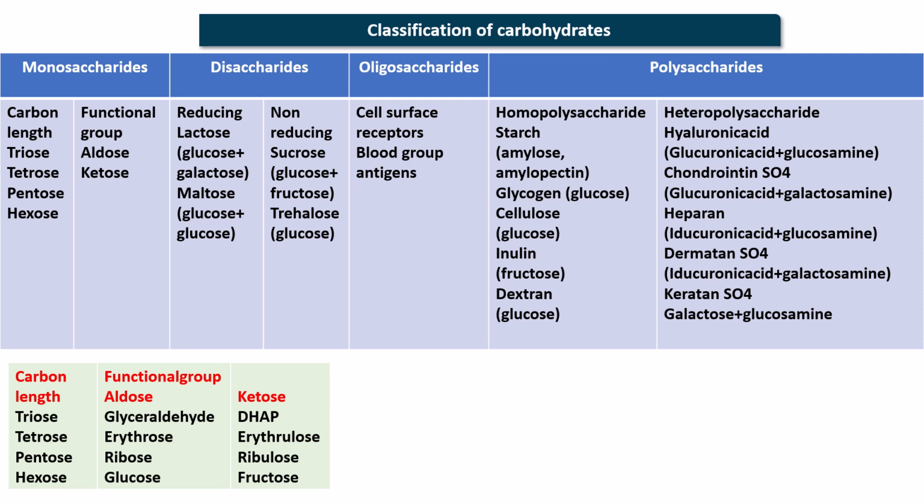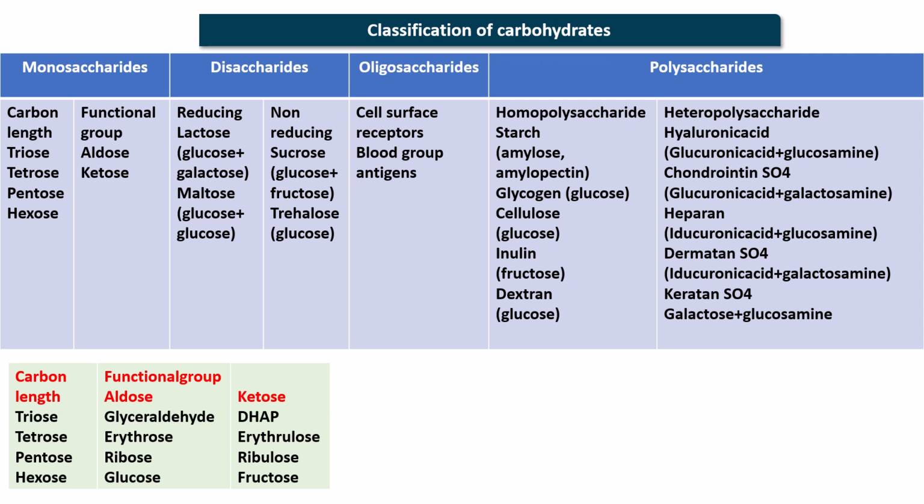Next are the polysaccharides made up of more than 10 monomeric units. Polysaccharides can be classified into homopolysaccharides and heteropolysaccharides. Homopolysaccharides are made up of same monomeric units, whereas heteropolysaccharides are made up of different monomeric units linked by glycosidic linkage. Examples of homopolysaccharides include starch made up of amylose and amylopectin, which is the storage form of carbohydrate in plants.